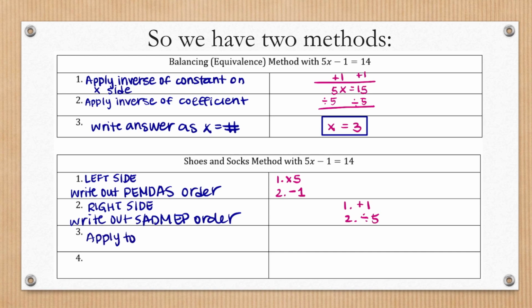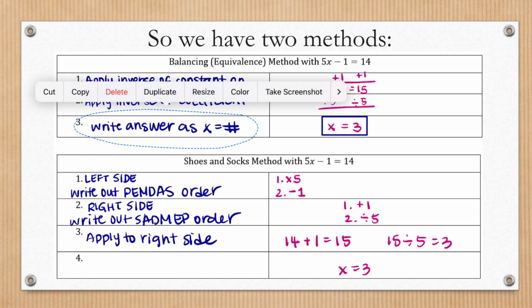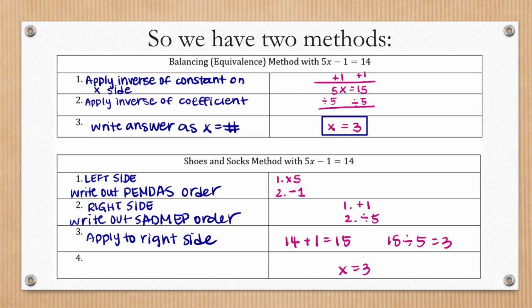Apply to right side. So then I would take the original number, 14, and I would add 1, which is 15. And then I would do 15 divided by 5, which is 3. And then I would still write x equals 3 as my answer. So, which is the same as the other one. I'm going to copy that.